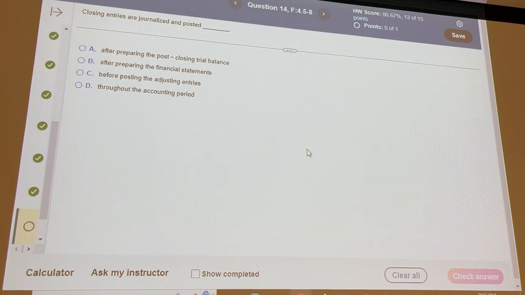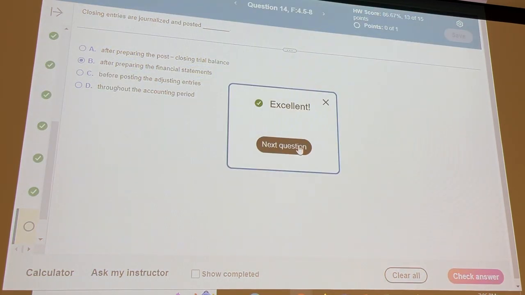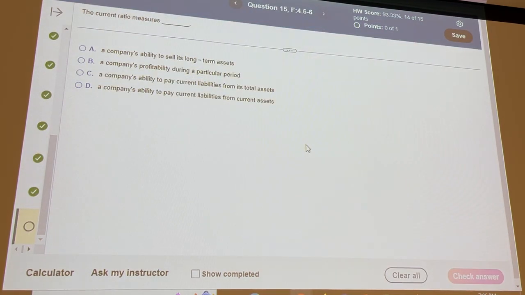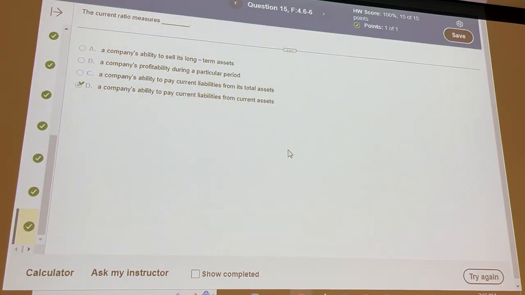Closing entries are journalized and posted when? B. What did you say? She said B. B is in boy? Yes. Okay. Yeah, I think that's right, after preparing the financial statements. The current ratio measures what? Company's ability to pay current liabilities from current assets. Yes, correct, D. Ability to pay current liabilities from current assets, yes. Okay, that's it.